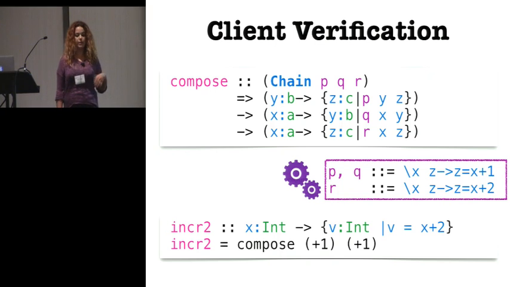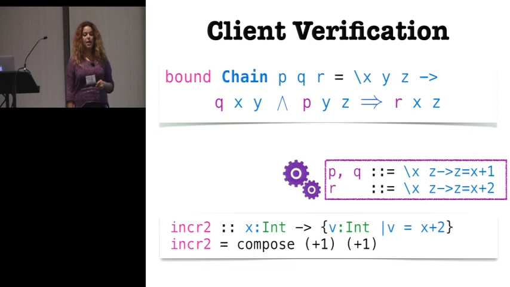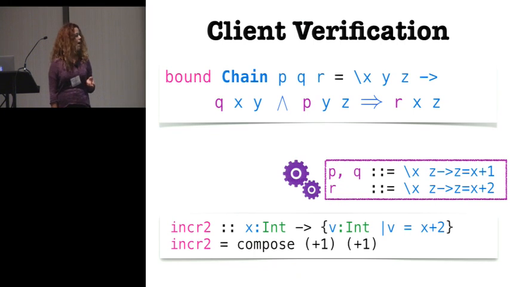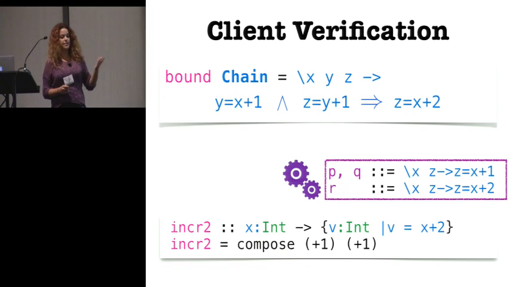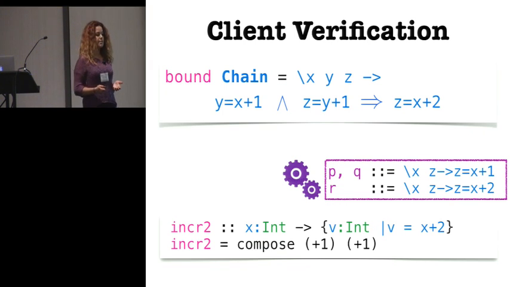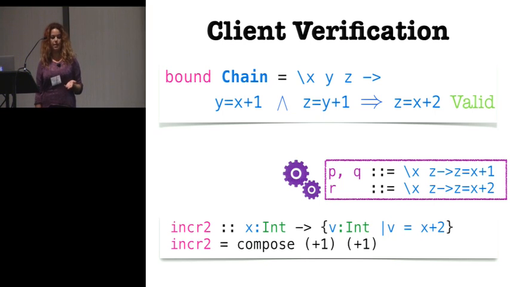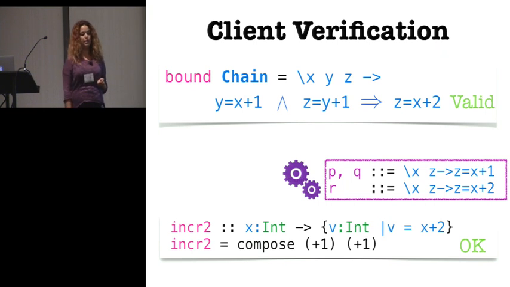To do so, I use some inference so that I appropriately instantiate my abstract relations P, Q, and R. And then I need to check that these concrete instantiations actually satisfy my bound chain. To do that, I just go and replace my concrete instantiation in the bound chain. And again, I ask the SMT solver, is this implication valid? The SMT solver will say, yes, the implication is valid. So the signature of increase twice is OK.